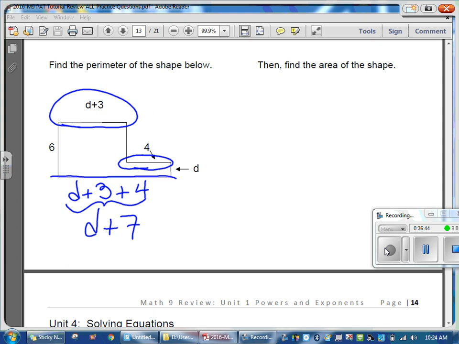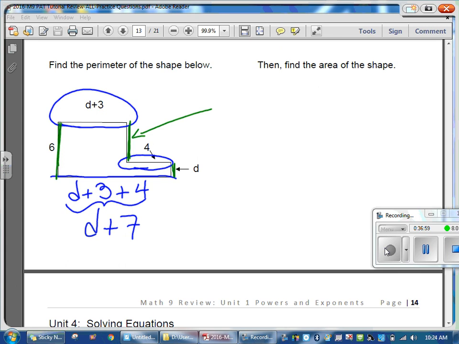So how can I find that piece? How can I find that? Because this plus this equals 6. So let's say I just call that x. We don't know it. So I've got x plus d is equal to 6.